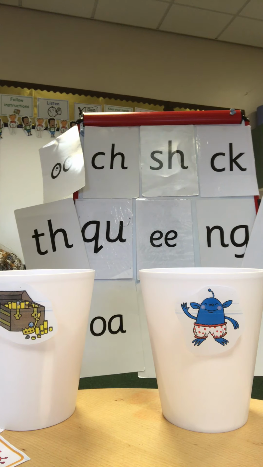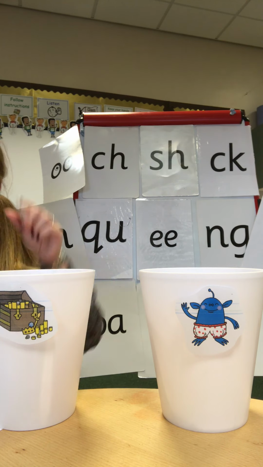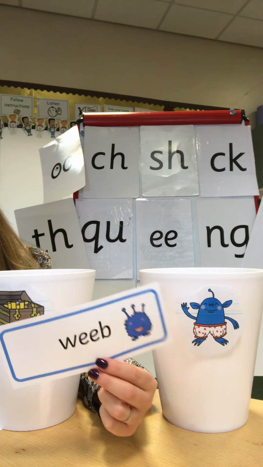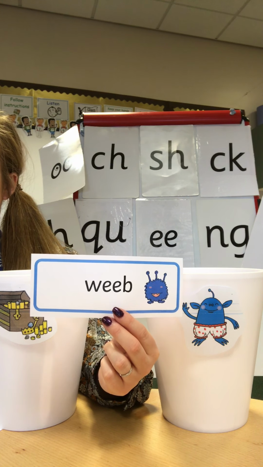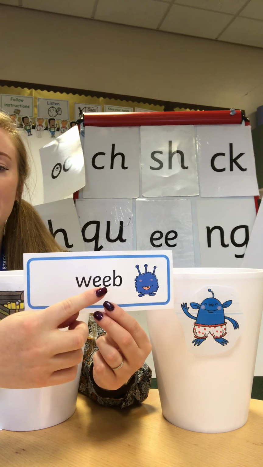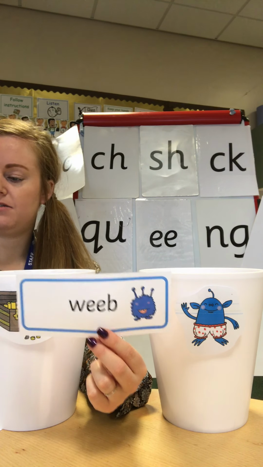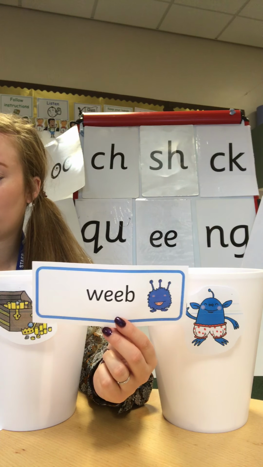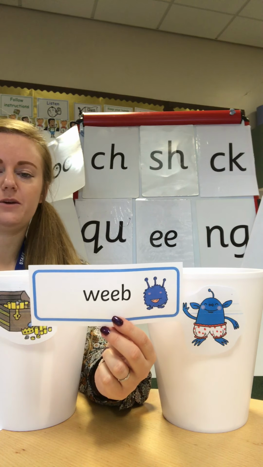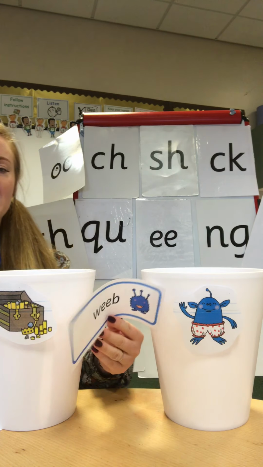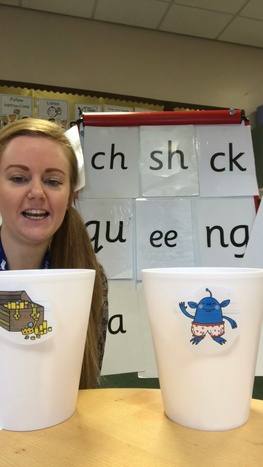And then we'll have two more to see if you can help me with two more. Let's have a look. Oh, I'm trying to find tricky ones. Can you help me sort this word? What does this one say? Yes, well done. Weeb. Is that a real word? No, we've not heard of weeb before. So where shall we put it? In with the alien, into the nonsense silly words.